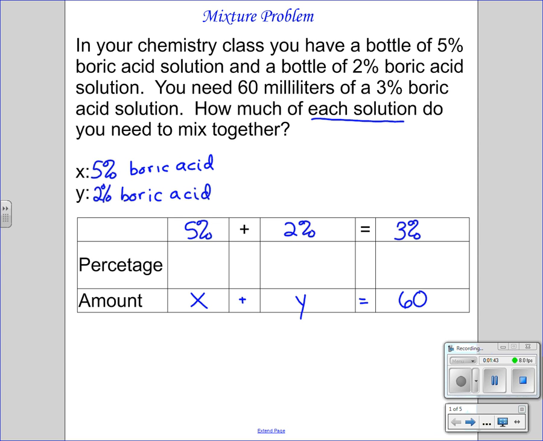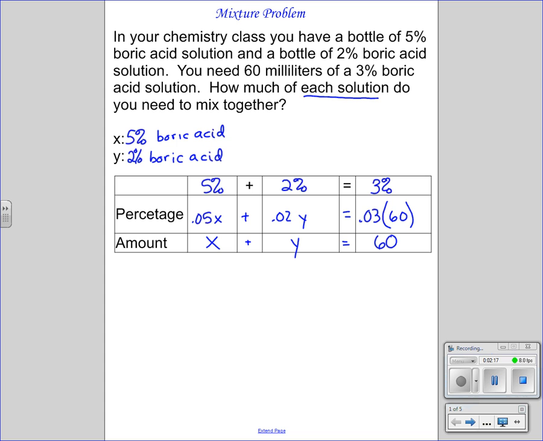Just the milliliters combining. Now the percentage, I need my end result to be 3% of that 60 needs to be boric acid. So 3% of that. So that's why it's 0.03 of 60. I need 5% plus a 2% to combine to be 3%. So our two equations, again, one of them, x plus y equals 60.